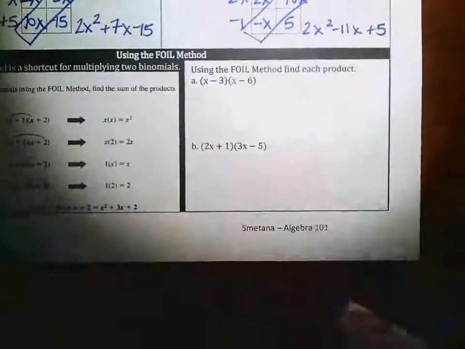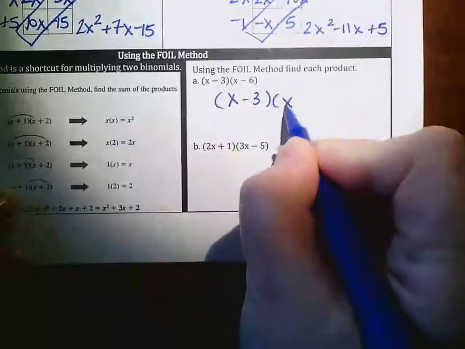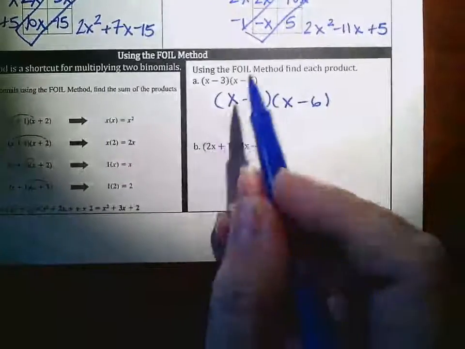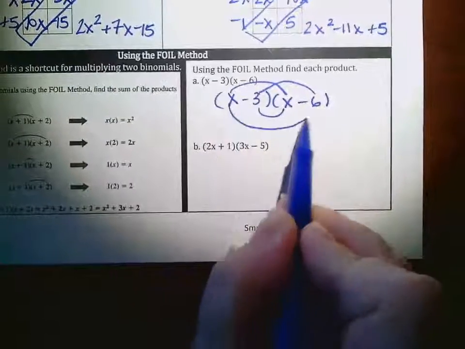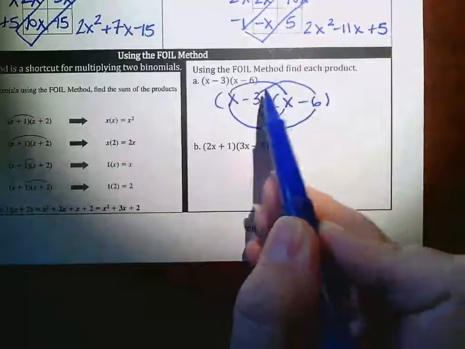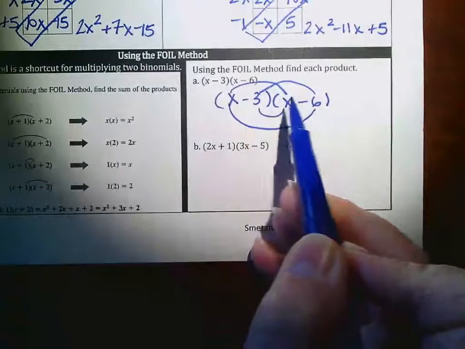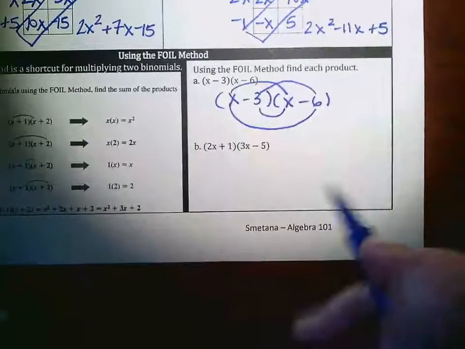So when you do the FOIL, it can look like a little picture. So you have x minus 3, x minus 6, and you can do a little picture. And with that little picture, to me, it looks like a little face, little hair, little ears. Here's your eyes, your smile, and your chin. And if you did your little smiley thing, you're good to go.